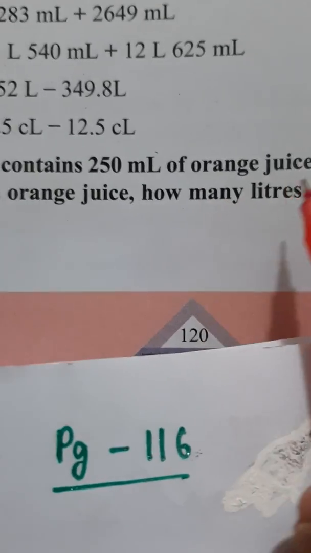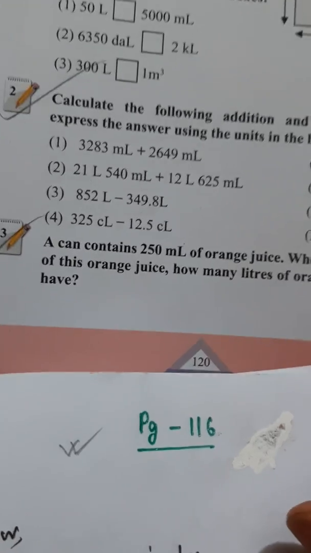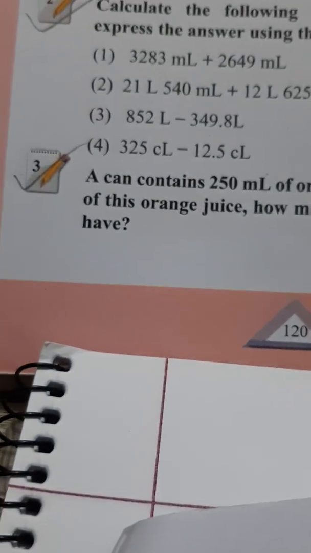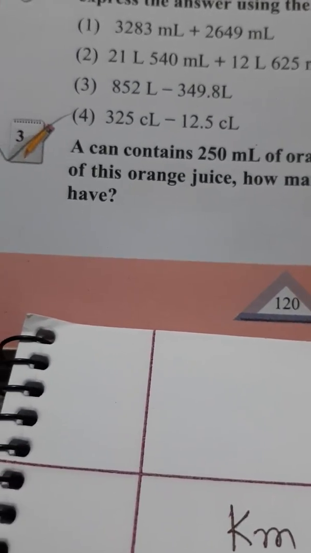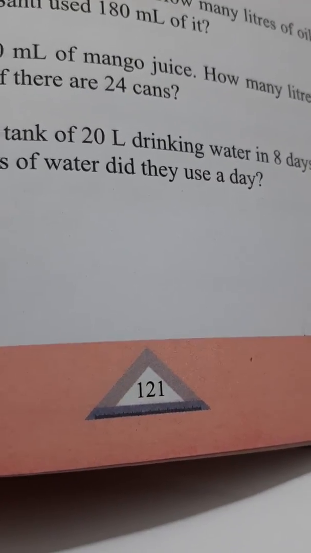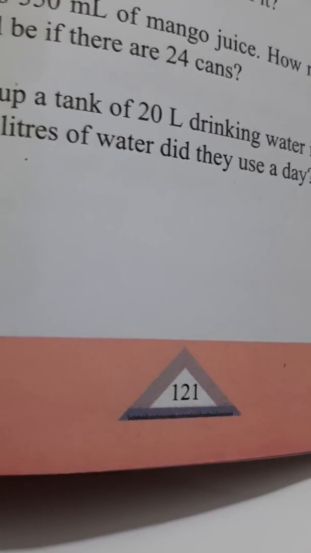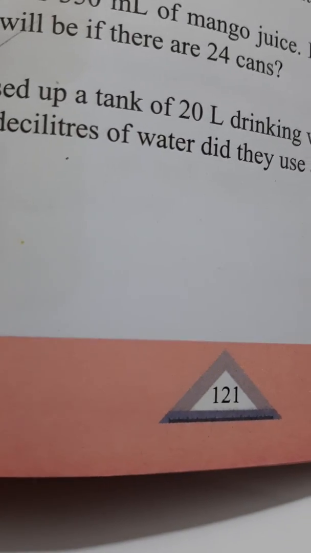Here a can contain 250 milliliters of orange juice. Now we get the solution of page number 121, the exercise page. Open page 121. We solve the first math problem.